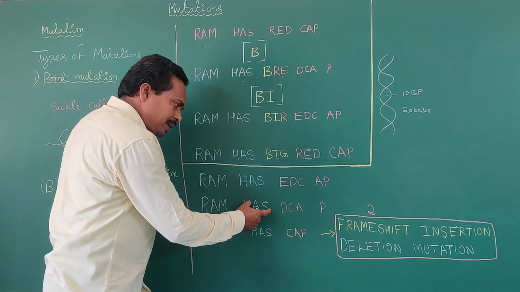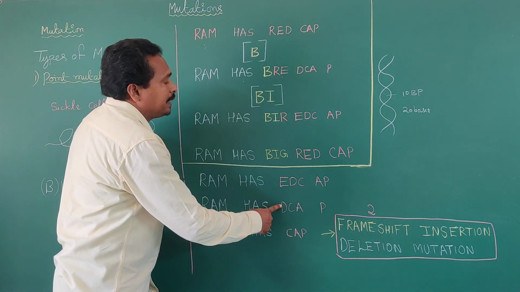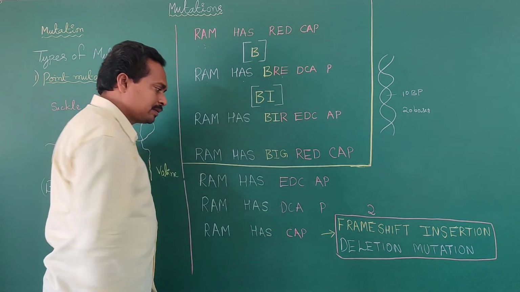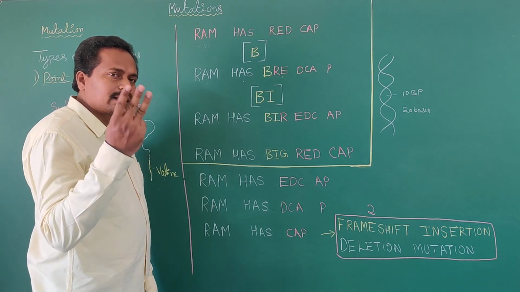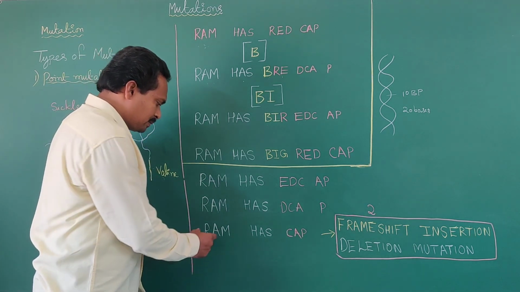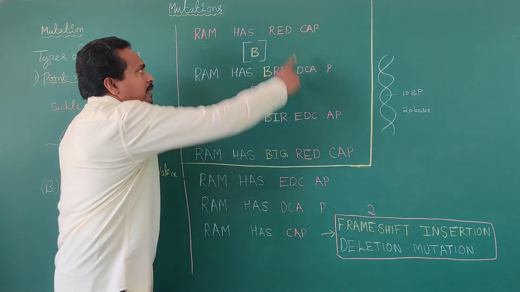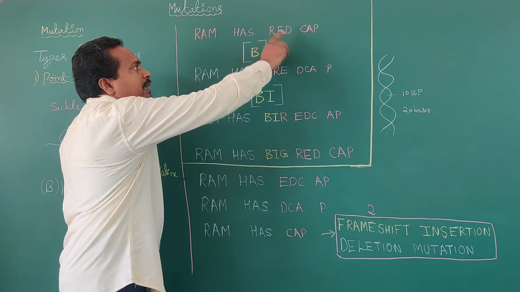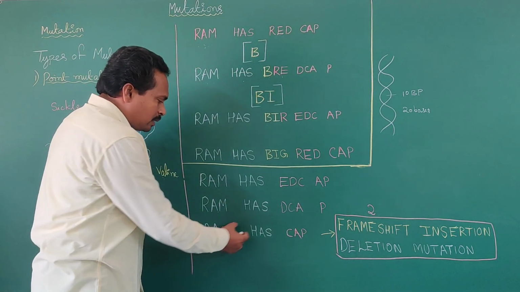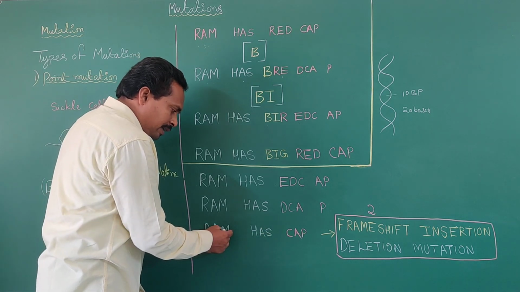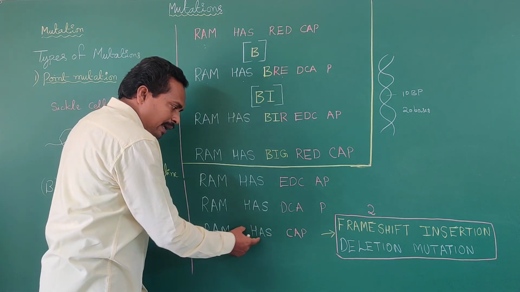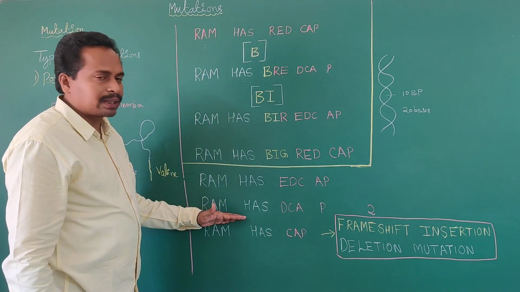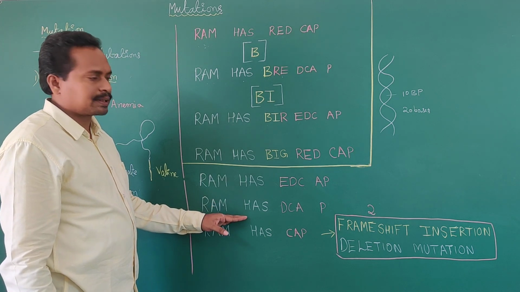RAM, HAS, then 2 alphabets are deleted. After deleting, then DCA. Suppose 3 alphabets are deleted, these 3, RED, after has. If 3 alphabets are deleted in between has and cap, now read this sentence: RAM, HAS, CAP. Some changes are occurring in this statement due to deletion of the alphabets.